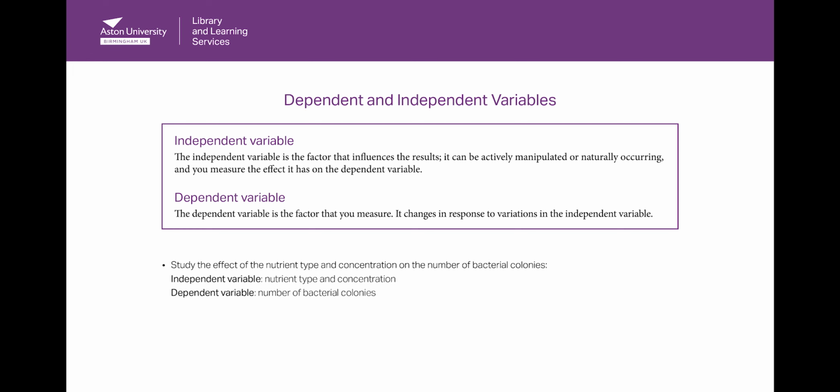Let's explore a few more examples. Let's say that we measure the effect of nutrient type and concentration on the number of bacterial colonies. In this case, the independent variable is the nutrient type and concentration. This is what we change and compare across different samples. The dependent variable is the number of bacterial colonies we measure to see how it responds to different nutrients.